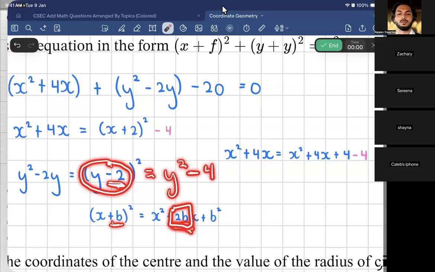Yeah. So that'll give you negative 4 what? We're not dealing with x here. That'll be negative 4y, because instead of x, we're dealing with y. Yes. And negative 2 squared is what?